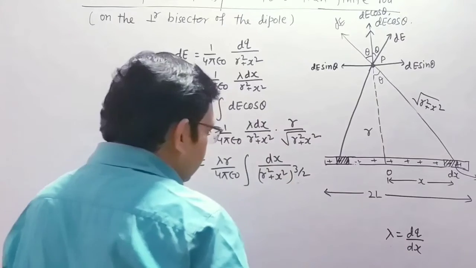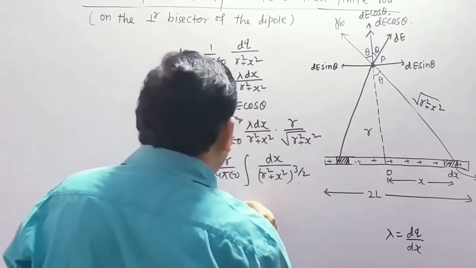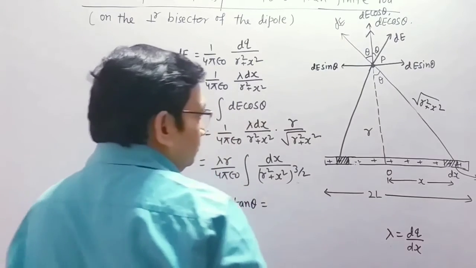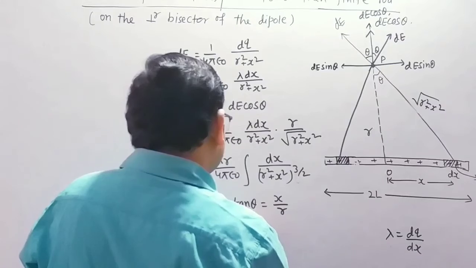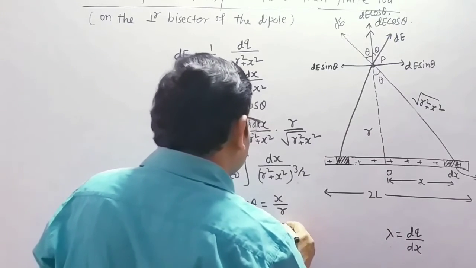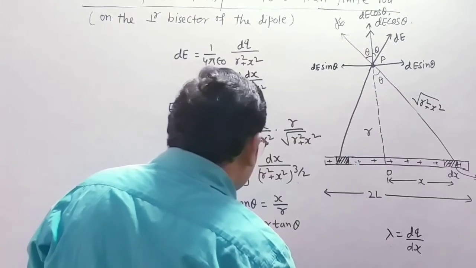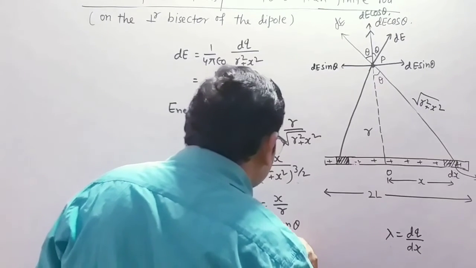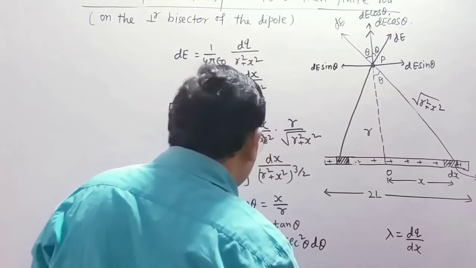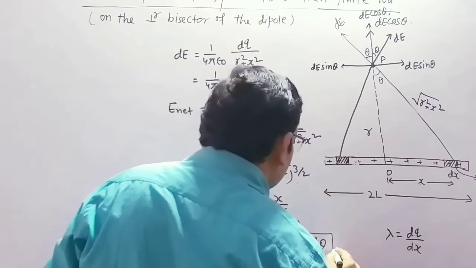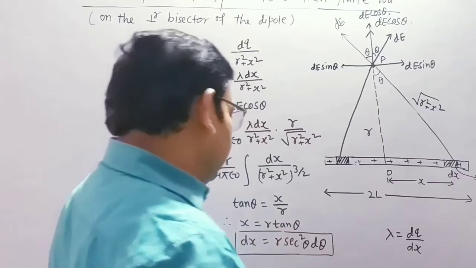Now, writing the value of dx, for this we need a relation in this triangle: tan theta is x by r. So x can be written as r tan theta. Differentiating both sides, we find dx is equal to r sec square theta d theta. This is the value of dx. So dx can be written as r sec square theta d theta.